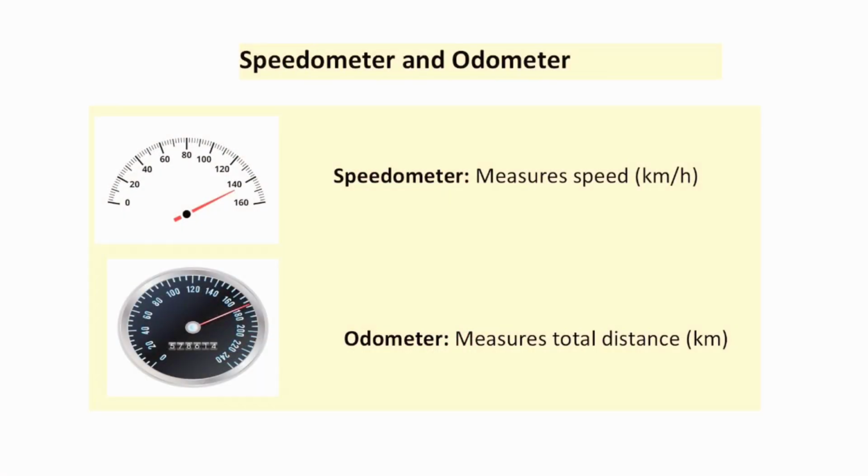A speedometer shows how fast a vehicle is moving right now. When you are driving on the highway and want to know your current speed. An odometer, on the other hand, keeps track of the total distance the vehicle has traveled since it was new, helping you to know when to get maintenance or check your mileage.